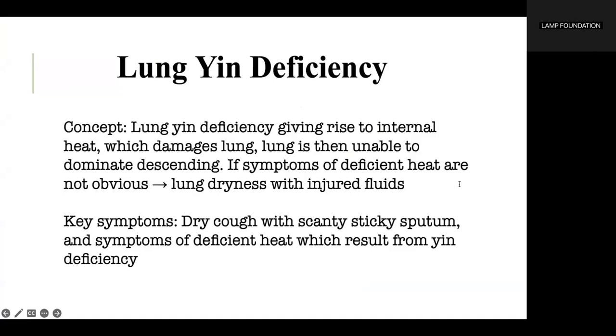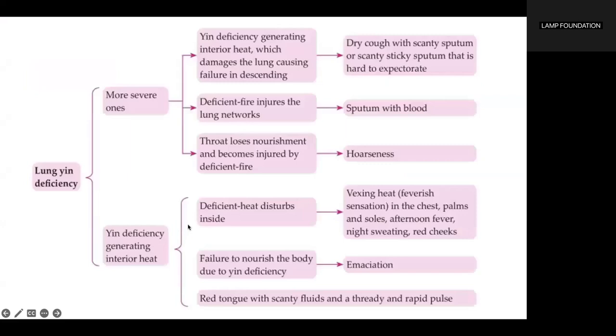of exogenous pathogenic heat. This is due to lung yin deficiency giving rise to internal heat, which damages the lung, and the lung is then unable to dominate descending. If the symptoms of deficient heat are not obvious, it is called a lung dryness with injured fluids pattern. Key symptoms: dry cough with scanty, sticky sputum, and symptoms of deficient heat, which result from yin deficiency.